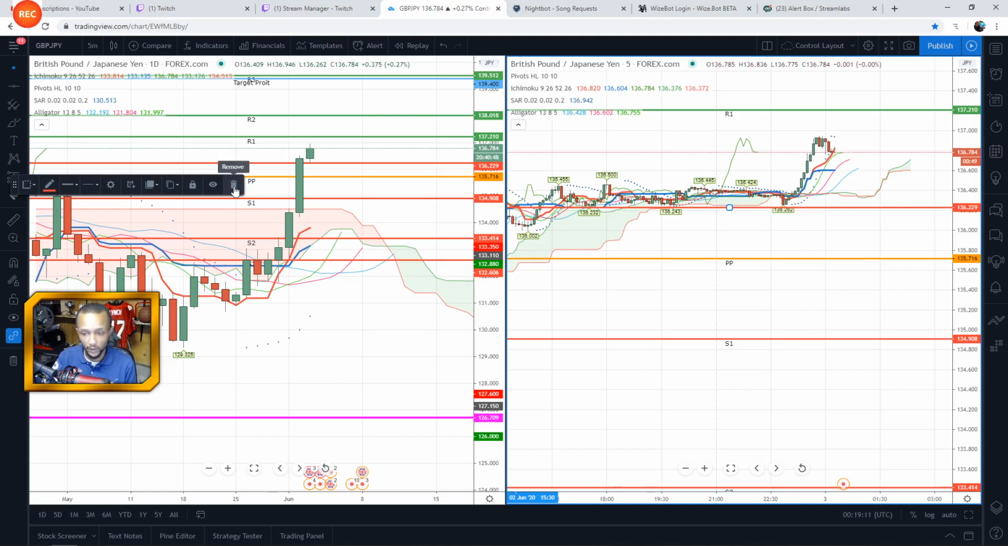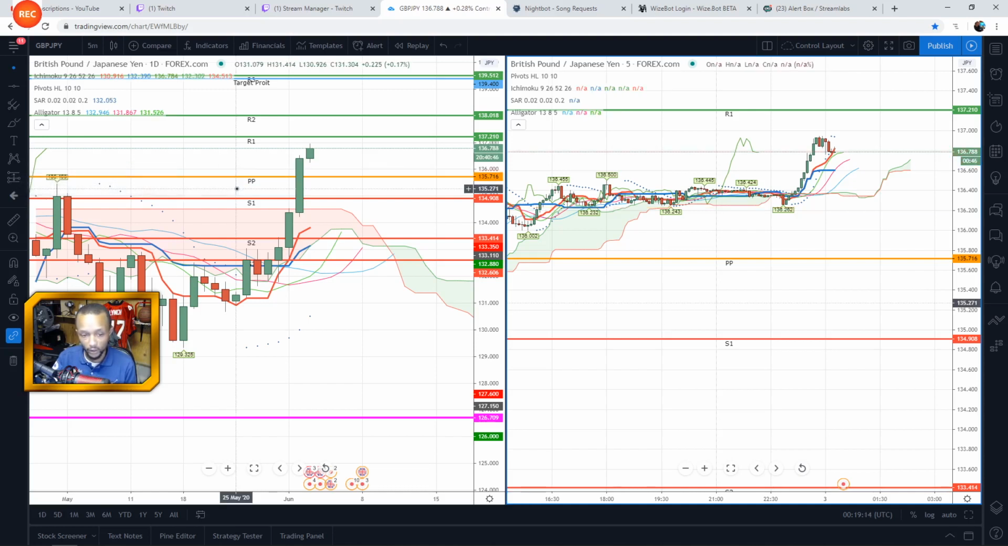I'm going to delete this because this is not one of my support areas, one of my pivot points. I don't need that right now. And we are basically chilling out. We caught that last wave, so we're at the beach right now waiting for the waves to pick back up.